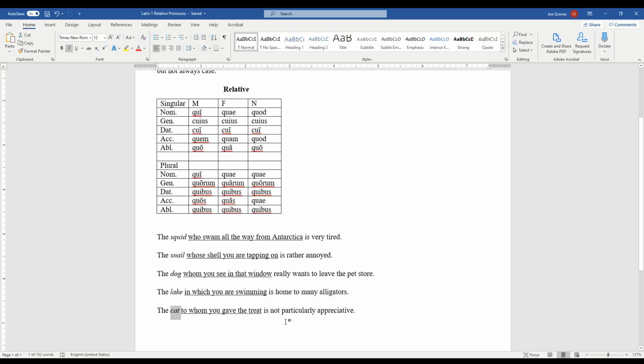So that's a quick little intro to what the relative pronoun is. We're going to practice with it a lot more, but you've now seen some examples of it, and it will be an increasing topic of discussion as we go along.